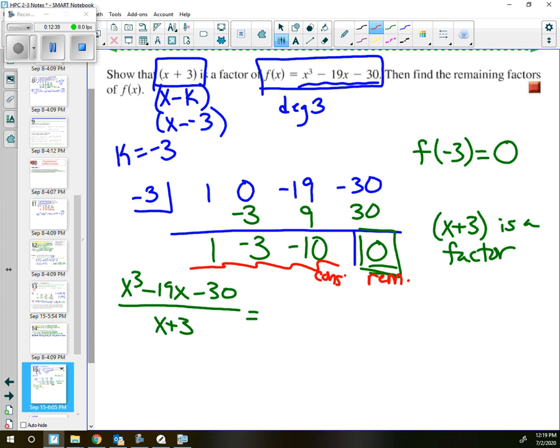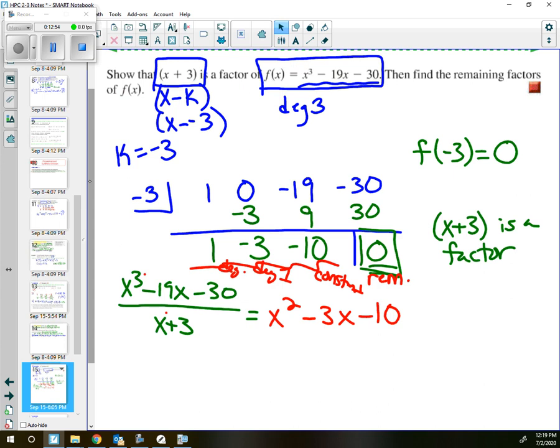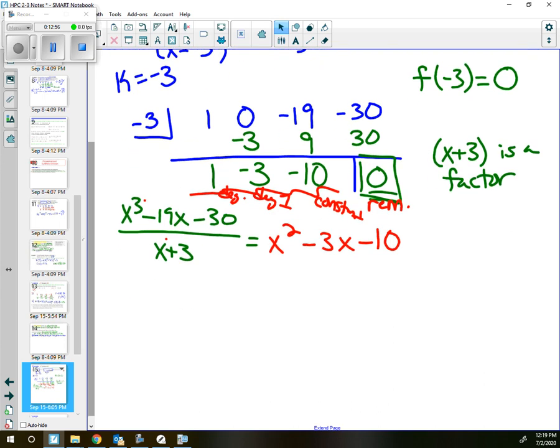This is your constant then. This is your degree 1. And this would be your degree 2. And that kind of makes sense. A degree 3 divided by a degree 1 should be a degree 2. So these are the coefficients. So this is x squared minus 3x minus 10. So another way to say that, if you want to think about this, that's your quotient.